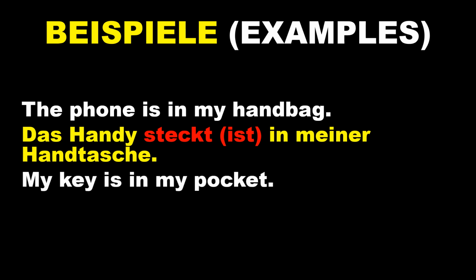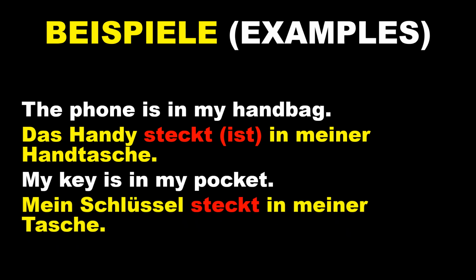Let's see one more example. My key is in my pocket. Mein Schlüssel steckt in meiner Tasche. Which means we use this verb stecken whenever we have something inside something, like the keys. The key is inside the bag. The phone is inside the bag. That is the situation when we use the verb stecken. You can also use sein verb in both these examples. Mein Schlüssel ist in meiner Tasche. That is also correct. Let's go ahead.